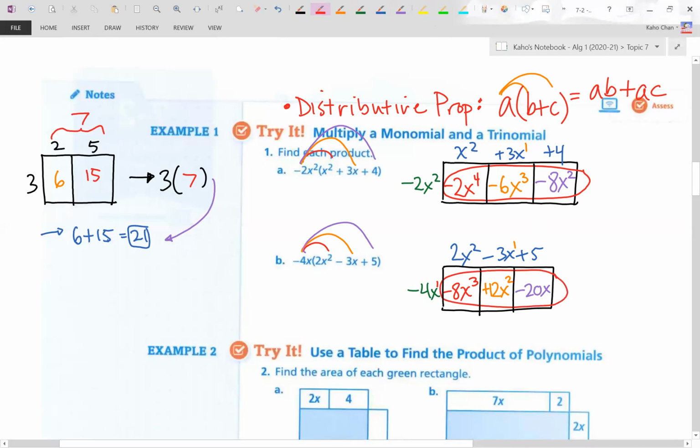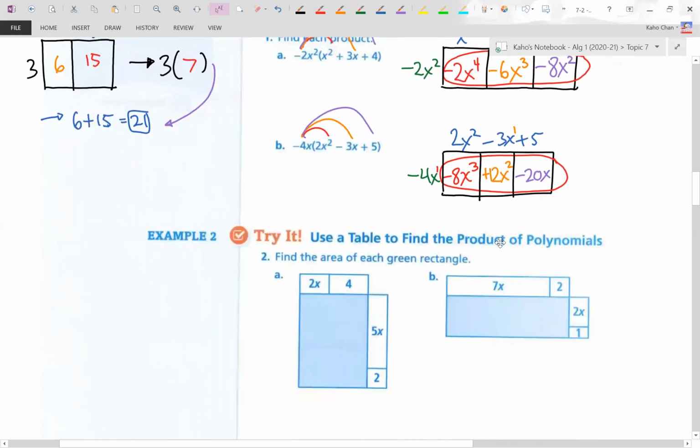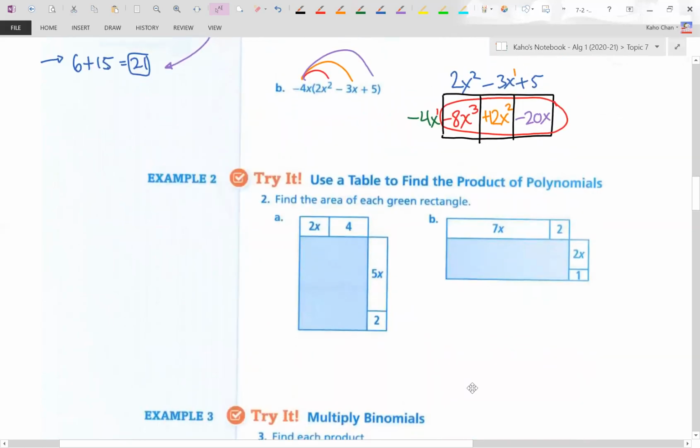Not bad. We're going to do some more products. Any questions about numbers 1A, 1B? All right. Number 2, they actually have rectangles for us. We are going to be multiplying sides that are more than just monomials or binomials or trinomials. Take a look at number 2A, 2B. Looks like we are multiplying a binomial times a binomial. There's 2x plus 4 and 5x plus 2, so that's 2 times 2. And in the middle, that'll create 4 little areas.